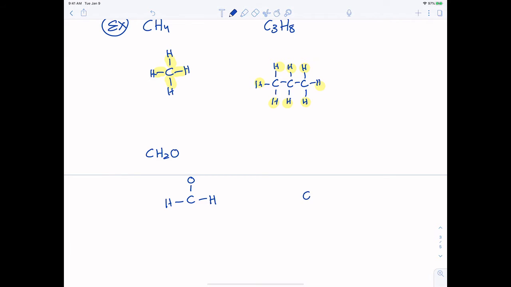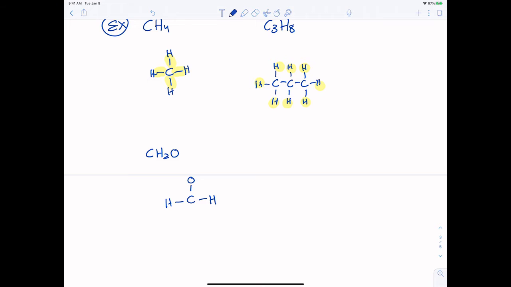And remember, you don't have to attach them in the same orientation as mine. If I want to put oxygen here and a hydrogen here and a hydrogen here, that's perfectly fine as long as carbon's in the middle and it's bonded to those other atoms. Remember, Lewis structures don't tell me anything about the shape.